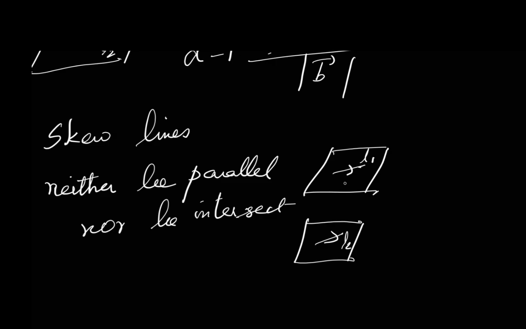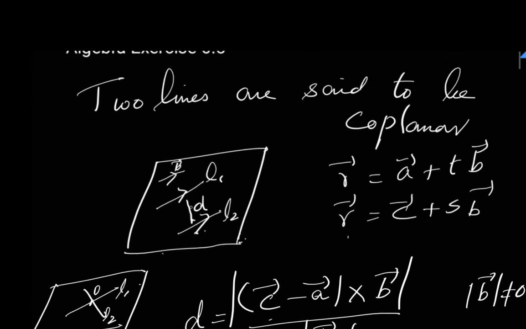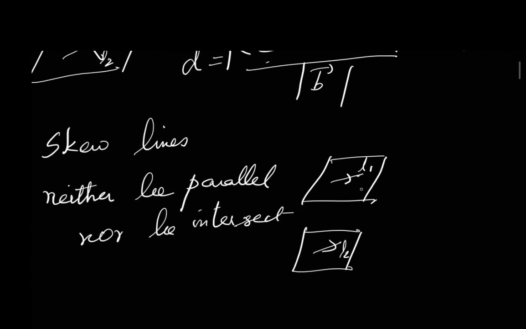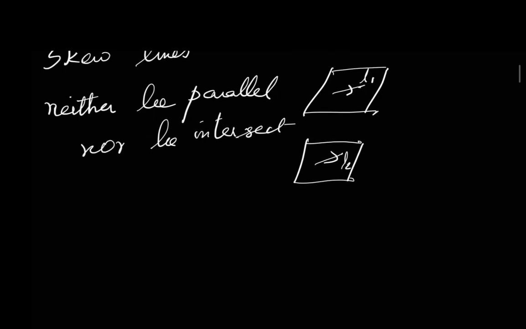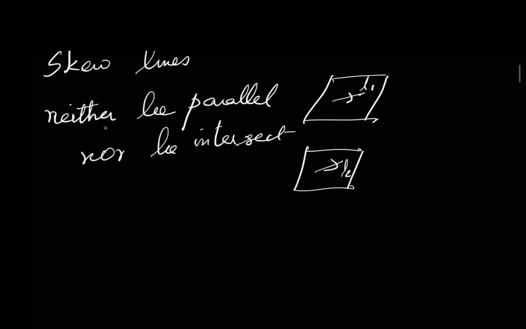They lie in different planes. They are not coplanar. Coplanar lines lie in the same plane, but skew lines lie in two different planes, so they are not coplanar. So skew lines are neither parallel nor intersecting.